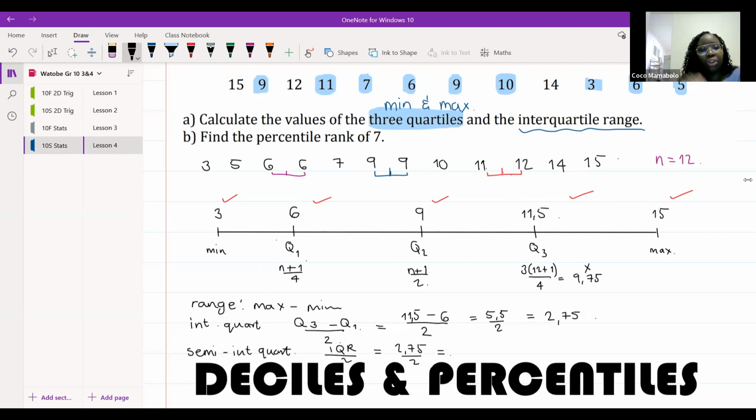So Courtney, no rounding off. Do not round off. Never, ever round off. Okay. We want as accurate information as we possibly can. All right. Okay. So if I take 2,75 and I divide it by 2, 1,375. Excellent. Thank you, Apiwe. 1,375. Give me a thumbs up if interquartile range and semi-interquartile range makes sense. Is everyone with me?